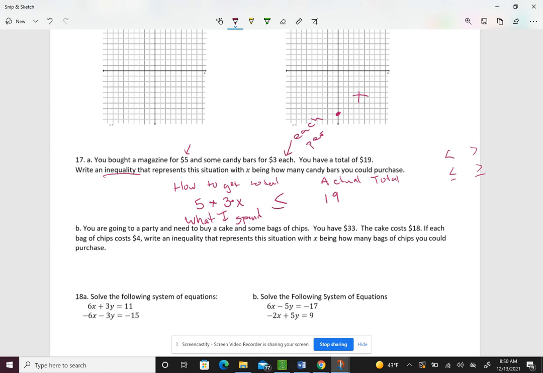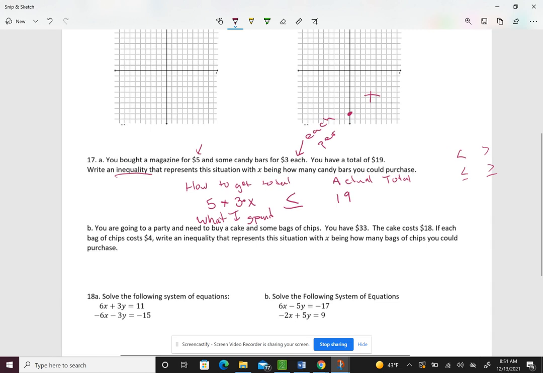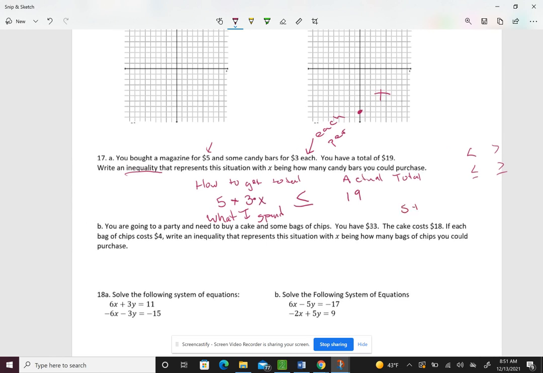But remember, it could also equal 19. It doesn't say that I have to have change. If it says I have to have change, then it would just be less than. But because this is saying you have $19, you can spend exactly $19. And so this would be my equation. It would be 5 plus 3x is less than or equal to 19.